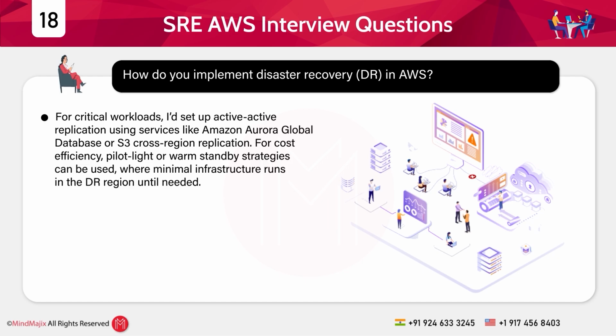So Route 53 can be configured with failover routing policies to redirect the users in case of a regional outage. Apart from this, you also have to ensure that IaC templates are stored in a versioned repository, allowing quick environment rebuilds. Regular DR drills are essential to validate that failover works as expected.